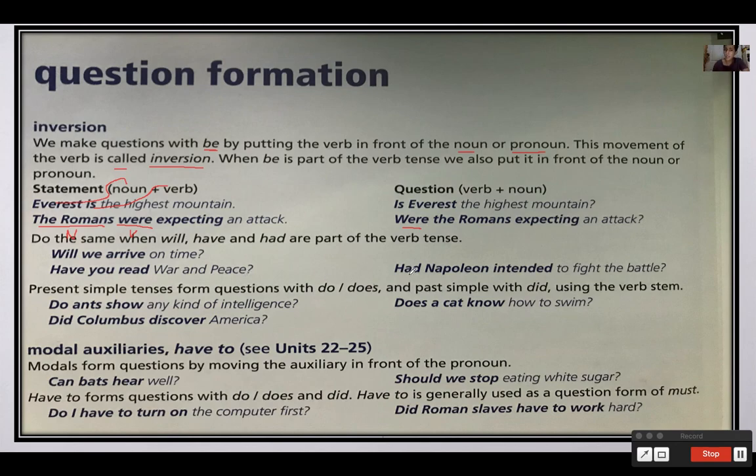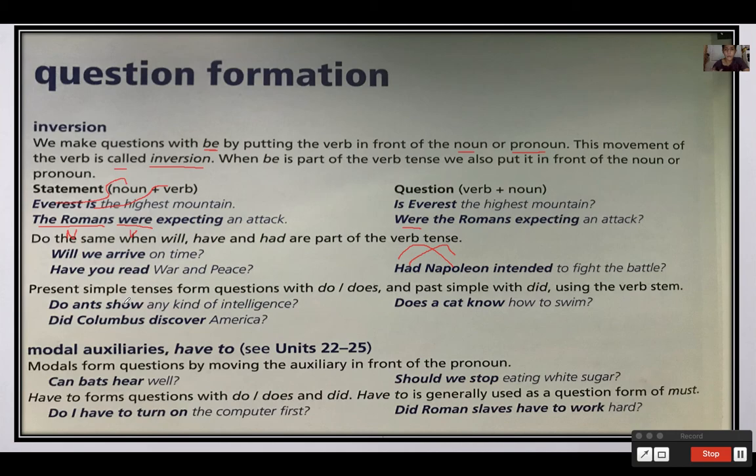Had Napoleon intent to fight the battle? Okay. If we want to make a sentence, we have to put first Napoleon and then we have to put on the second place the verb had. Okay, but that is for questions.